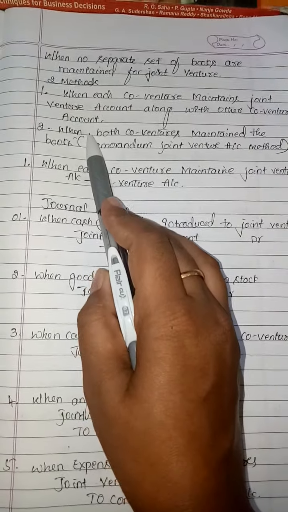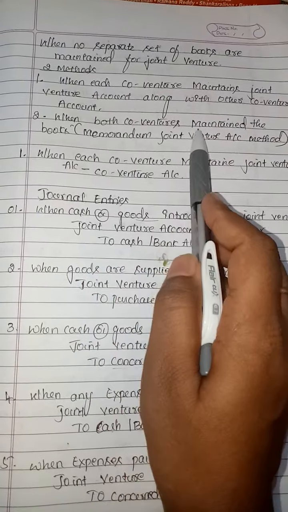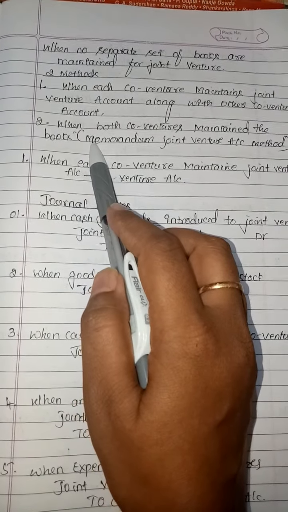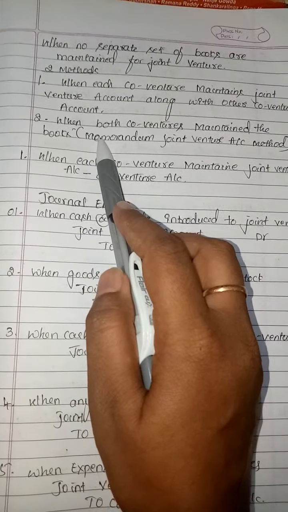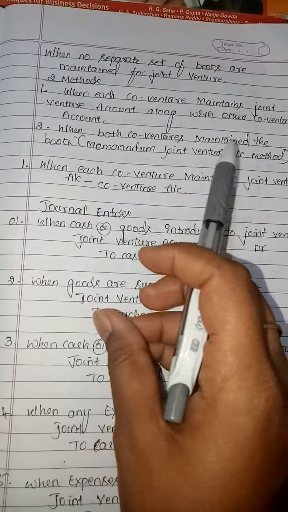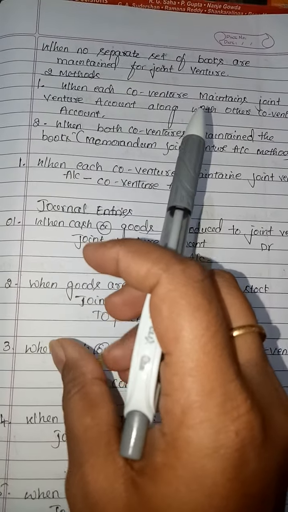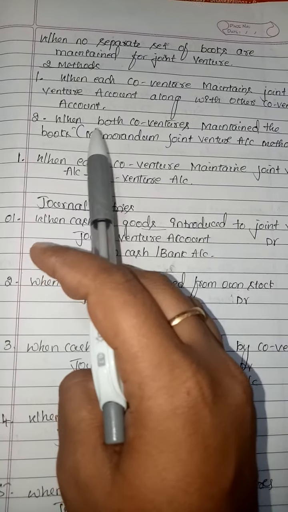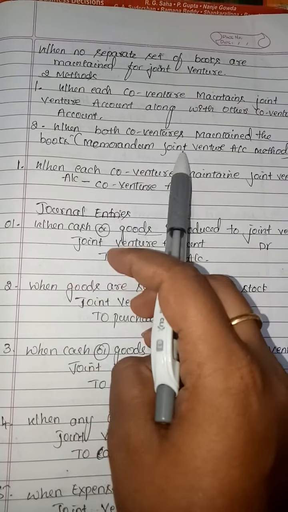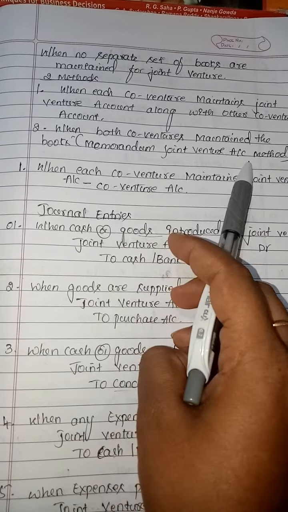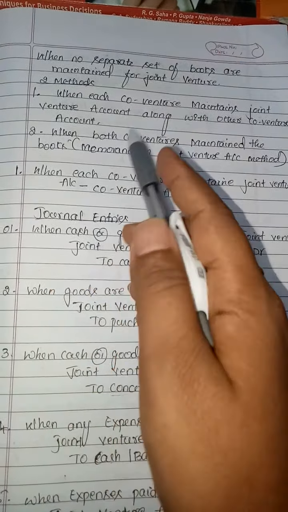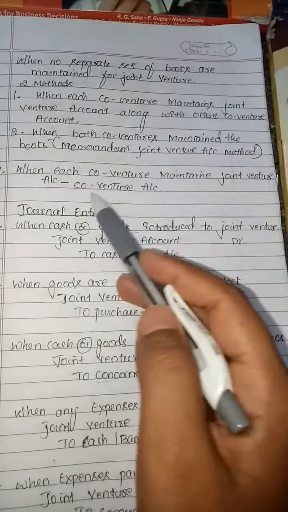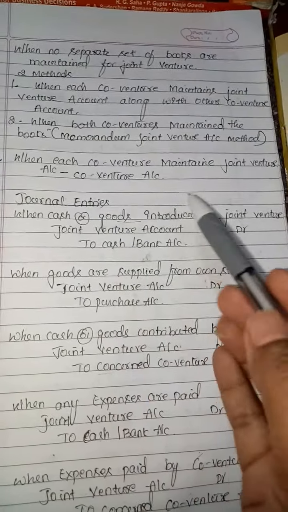And the second situation, when both the co-ventures maintain the books. If X and Y are co-ventures in a particular venture activity, and both co-ventures X and Y maintain the books in the company, at that time we need to prepare the memorandum joint venture account. Now we'll see the first situation. When each co-venture maintains the joint venture account along with co-venture account.